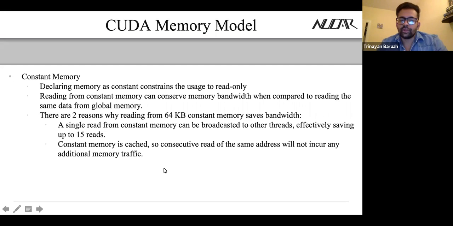So here are the two reasons. The first is that a single read from constant memory can be broadcast to all the other threads. So that effectively saves up to 15 reads, right? In a half warp scenario. And the other thing is that constant memory is cached. So you don't have to go all the way to device memory for consecutive reads to the same address, because there's a special cache that stores constant memory data.